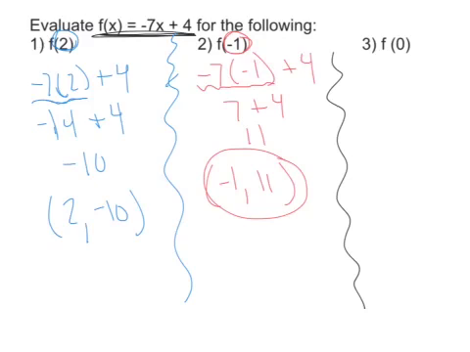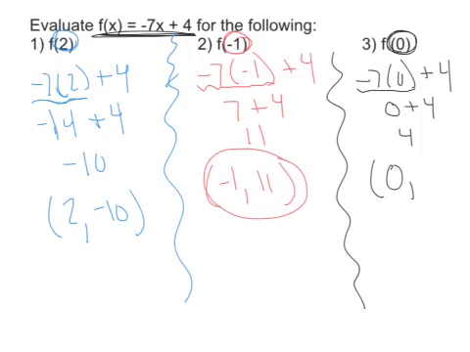So we have f of 0, so this time we're going to plug in 0 where there's an x. So we'll bring down that same function, so negative 7, in place of x we're going to put 0, and bring down the plus 4. So negative 7 times 0 is 0, plus 4 will give us 4, and then you write your answer as an ordered pair, so x is 0, and y is your answer, which is 4. So 0, 4.